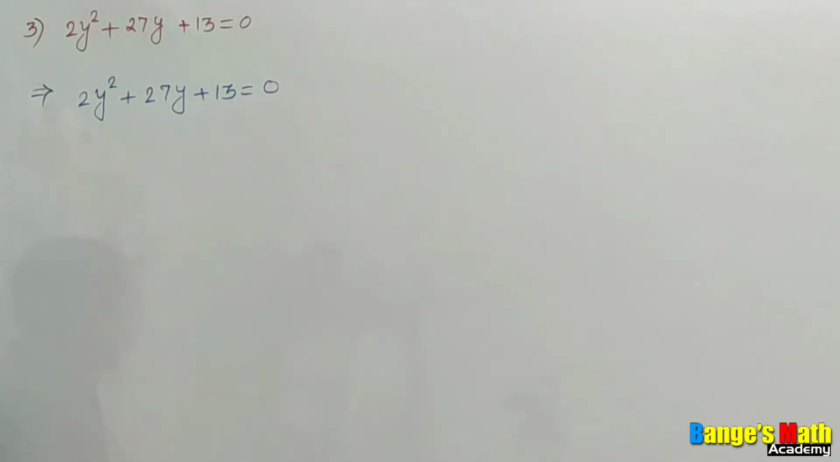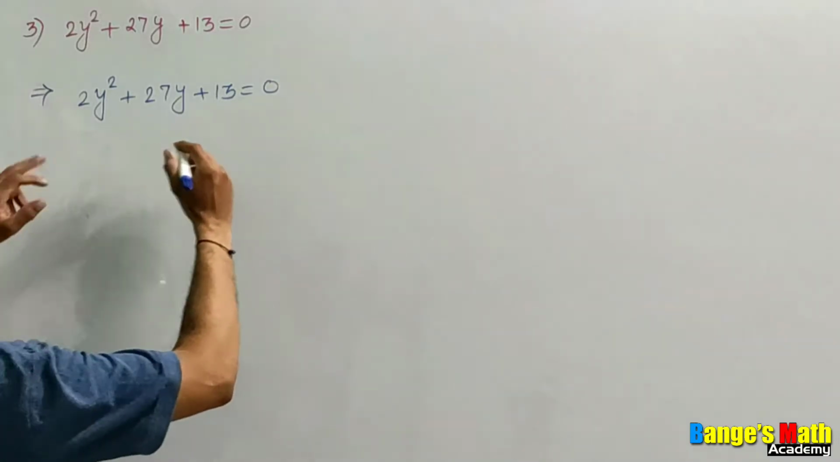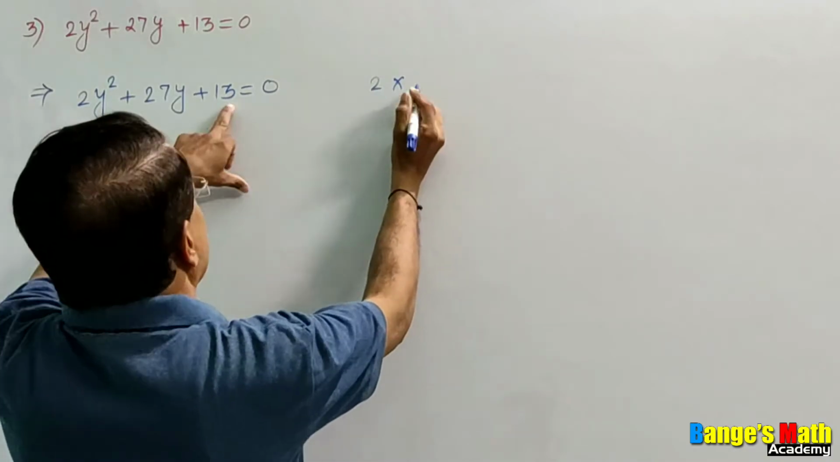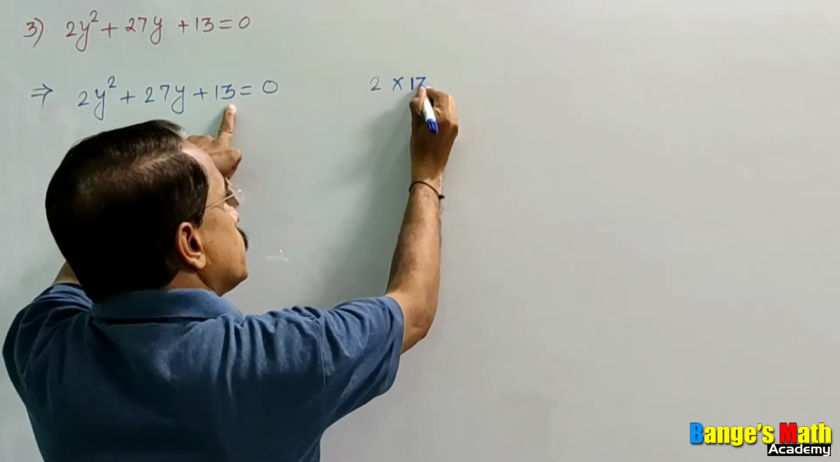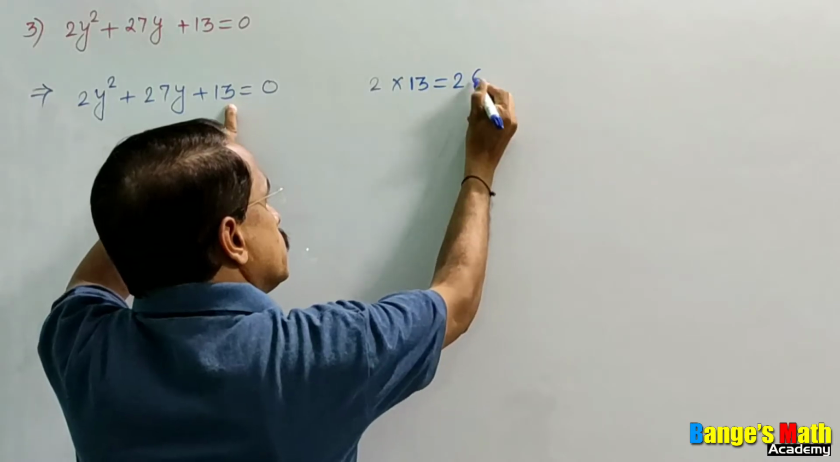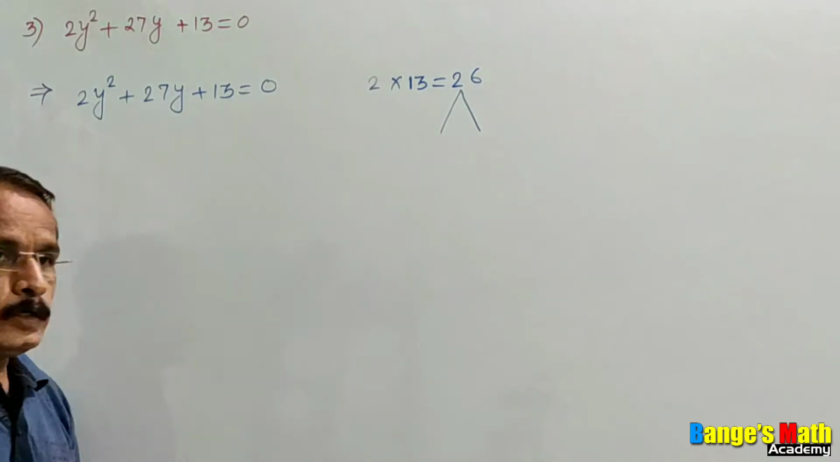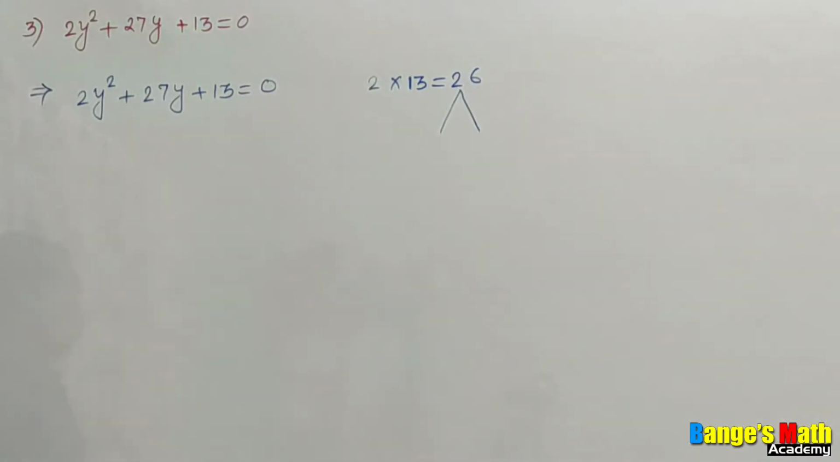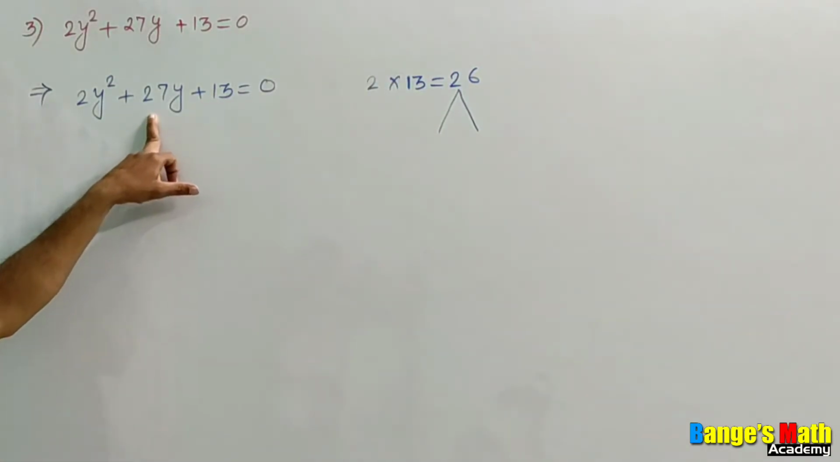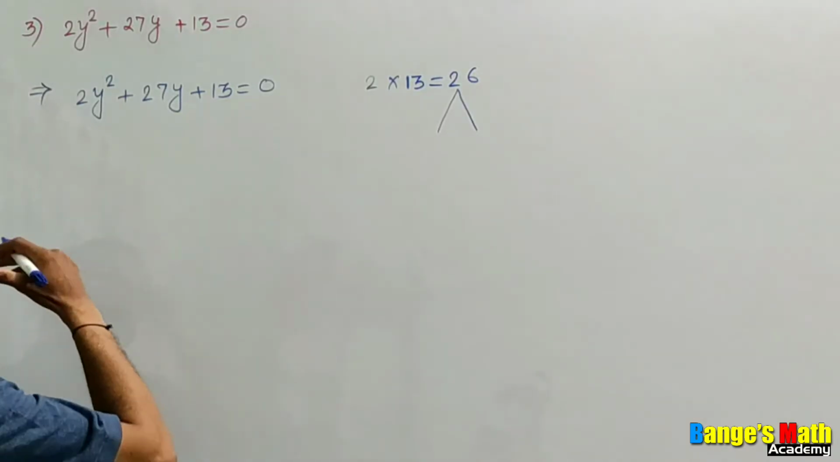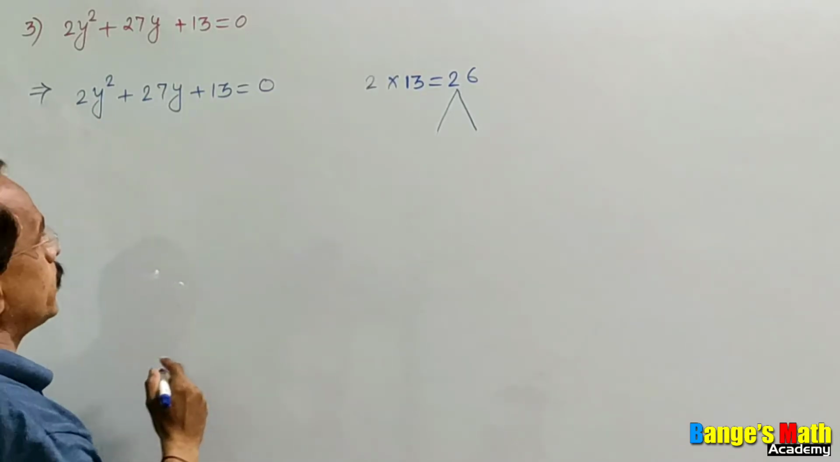So by splitting the middle term, the coefficient of the quadratic term is 2 into the constant term 13. The product of these two is 26. So we have to split the middle term like this. The product of the two numbers is 26 and their sum should be 27. So find two numbers such that their product is 26 and sum is 27.